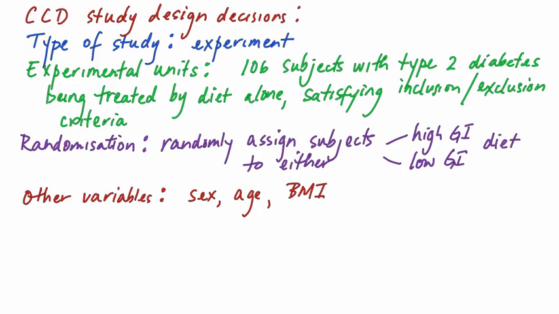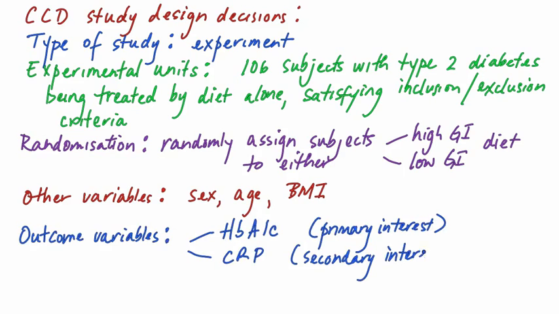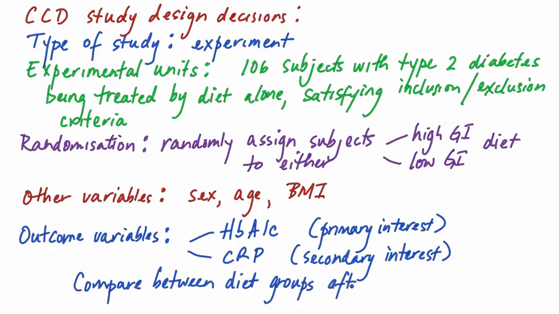We'll take some basic measurements on each subject, including sex, age, and BMI. We'll have them follow their diet for a year, and then we'll measure their HbA1c concentrations to assess diabetic control, which is our primary interest, and we'll measure their level of C-reactive protein to assess their risk of heart disease. And then we'll compare these measurements between our two diet groups. In the next video, we'll fast forward a year to when we have the data and see what we can learn from it.